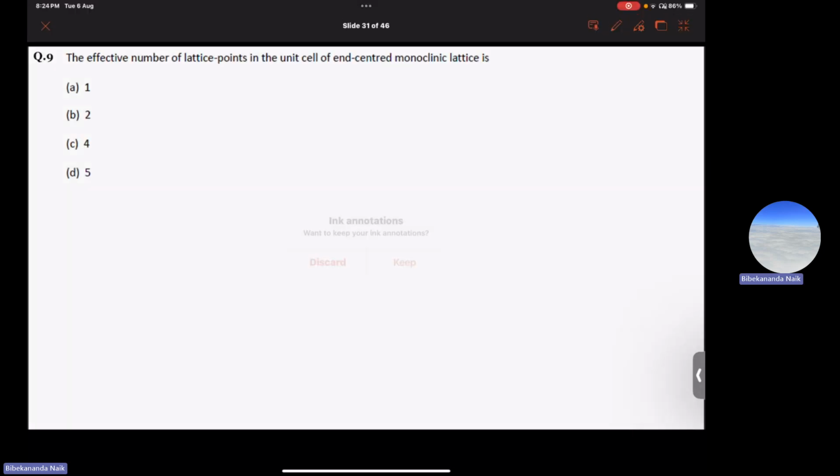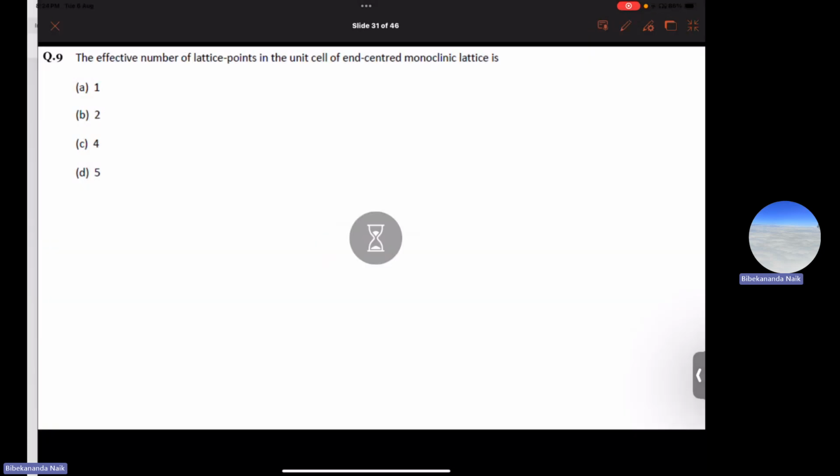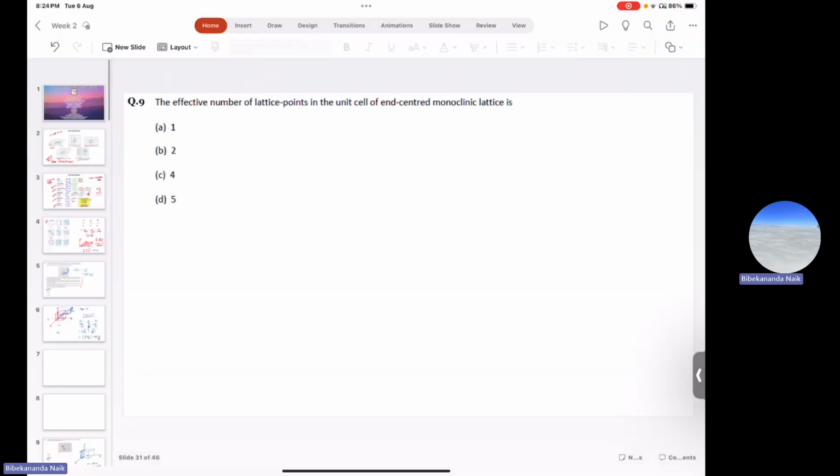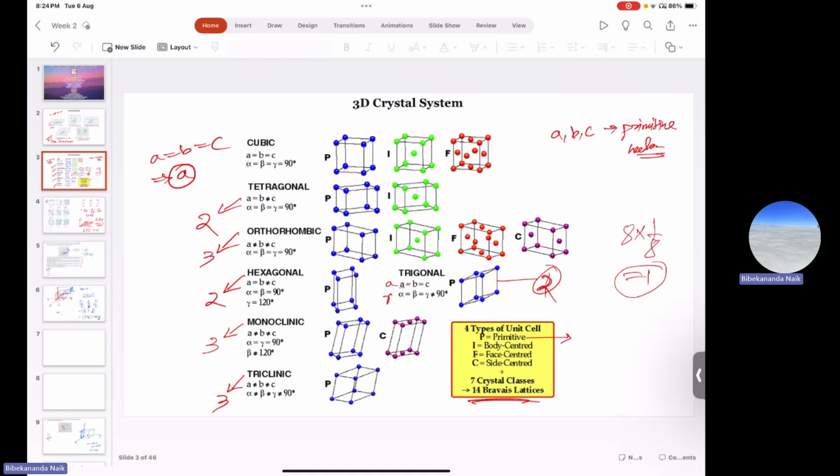Then question number 9: the effective number of lattice points in the unit cell of an end-centered monoclinic lattice. In case of an end-centered monoclinic lattice, it will be different because it is end-centered. There are extra points present at the ends. The options are option A 1, option B 2, option C 4, and option D 5. I will give you a few minutes to think about this question, and then I will discuss. In the meantime, for your reference, I am opening this slide.